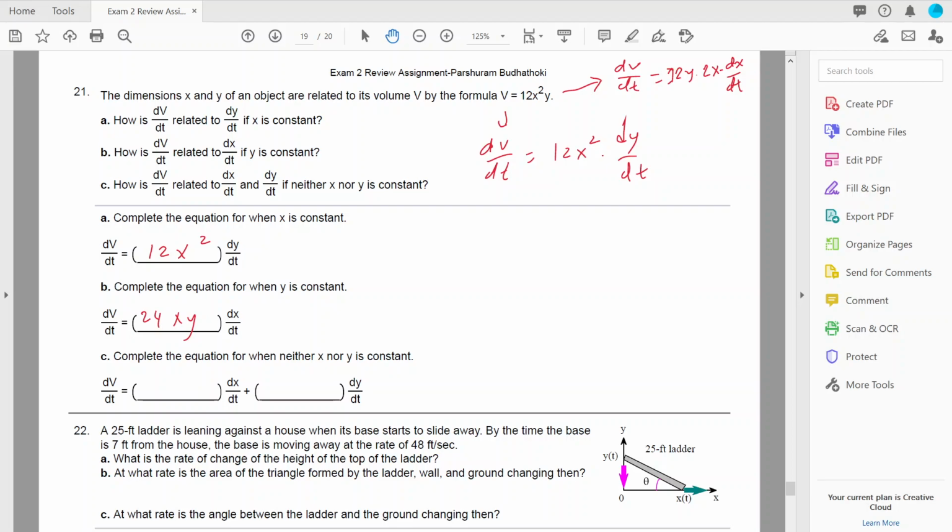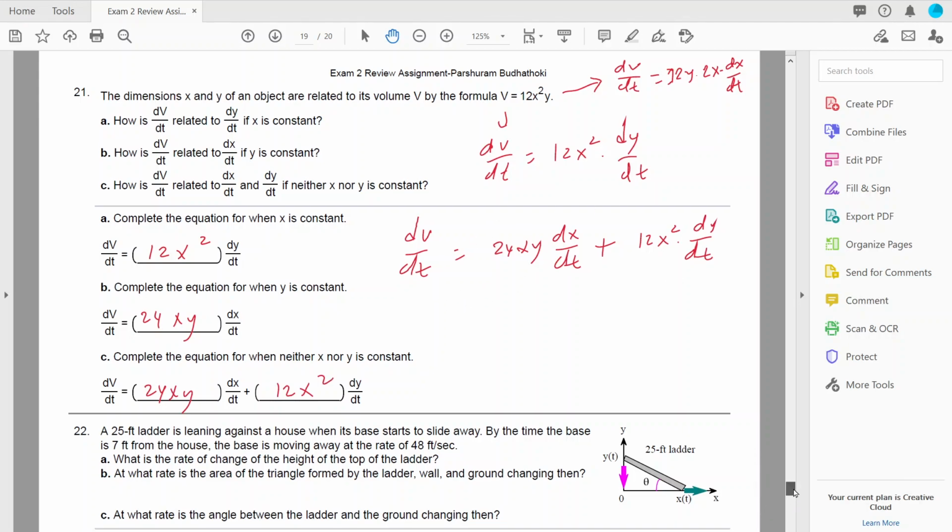Now if x and y are both functions of t, then we have to use the product rule. dv over dt would be, first find the derivative of x with respect to t, which gives 24xy dx over dt, plus, because we're using the product rule, now we need to find the derivative of y, so 12x squared times dy over dt. So this is 24xy and this is 12x squared. That's problem 21.